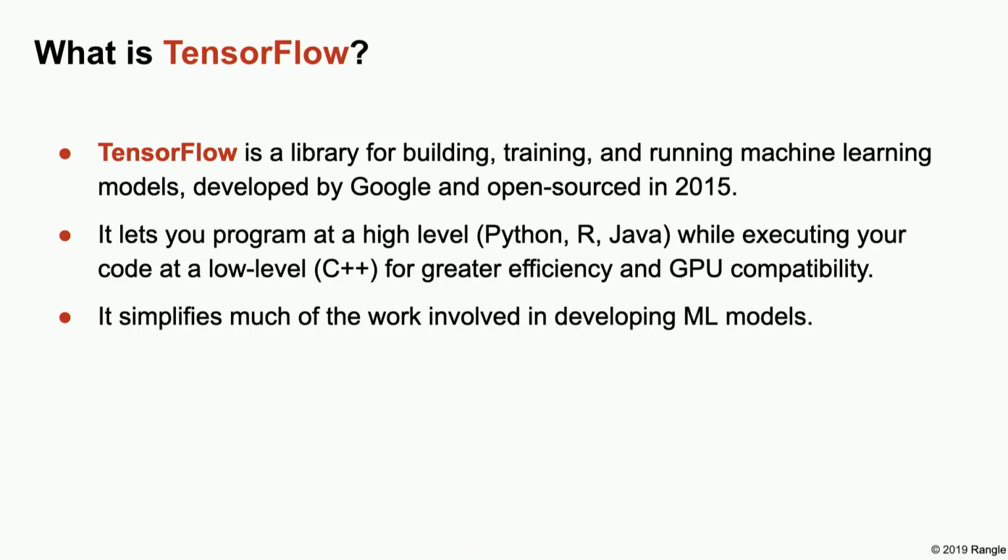Number one, training machine learning models is very computationally expensive. So when you execute your code, you want to be running close to the metal. You want it to be executing at a low level. And another thing is that you want to be able to take advantage of parallel computing on GPUs. So TensorFlow is built in C++, so it can execute your code at a low level, but you can program it in a higher level language like Python or R. So you don't need to touch that dirty C++ stuff.